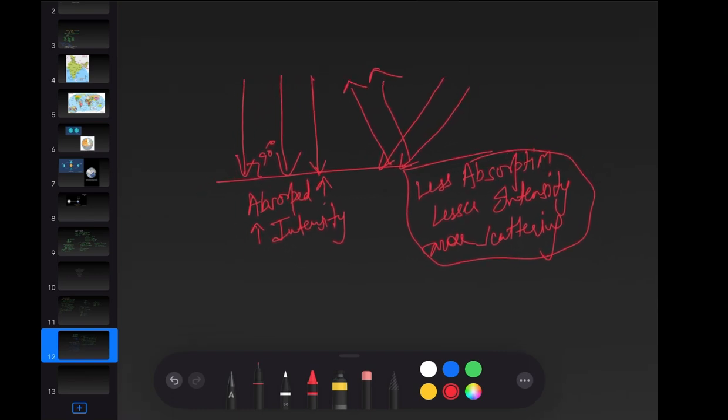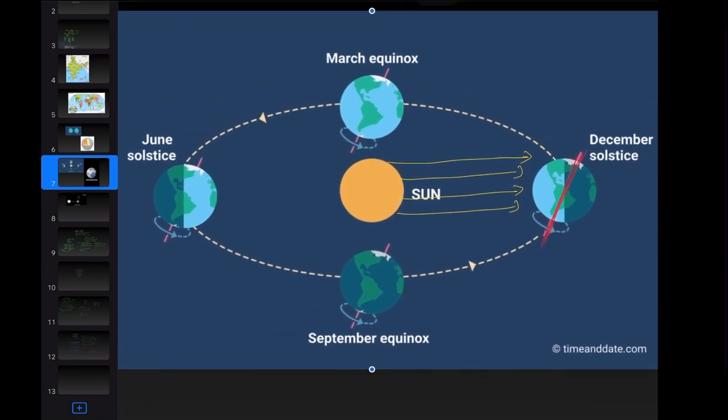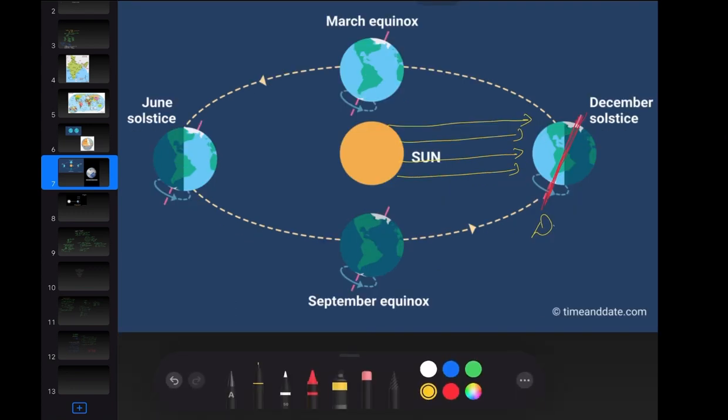Let's understand the seasons now with the help of a diagram. As you know, the earth is tilted on its axis at 23.5 degrees. This is the tilt of the earth. So when sun rays are falling on the earth, in this condition the southern hemisphere is tilted toward the sun while the northern hemisphere is away from the sun. So on the southern hemisphere the sun rays are falling directly, direct rays, and for a longer duration.